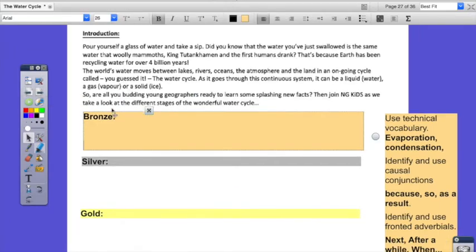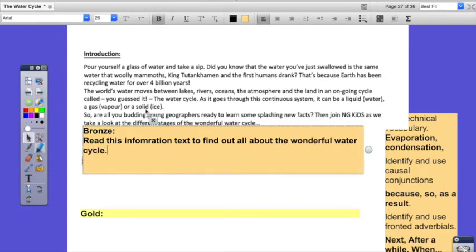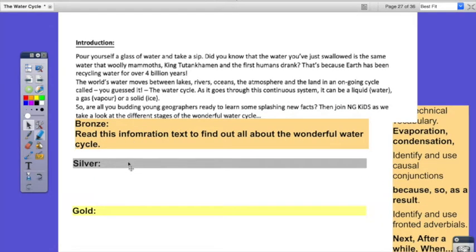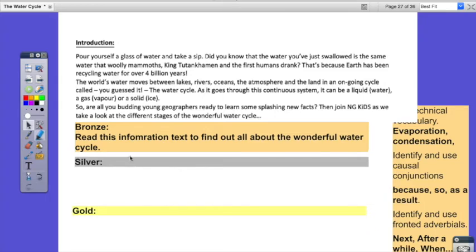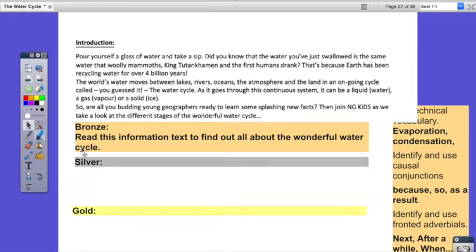So if you're thinking bronze level, okay, you are going to be thinking about just stating what is going to be in the text. So I might just think, read this information text to find out all about the wonderful water cycle. Okay, it very simply sets out what you're going to find in this information text. Okay, and you also need to proofread for spelling, information. Lots of you shouting at the screen at me then, I'm sure. So that is very simply one sentence that is an introduction.